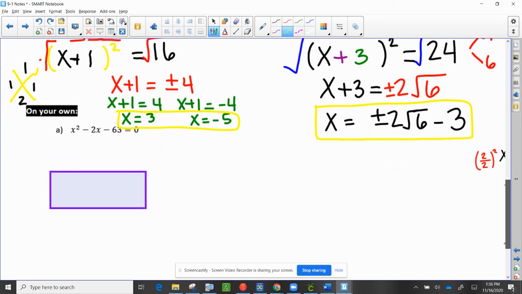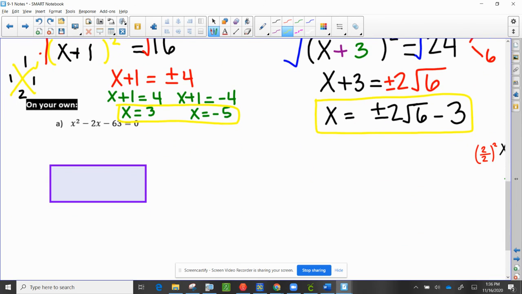Okay. So you guys are going to try one. You're going to do on your own a. So x squared minus 2x minus 63 is equal to 0. So let me help you out first. We're going to start by moving that 63 to the other side. So this is going to be kind of your setup. If I add 63 over, here's kind of what we have.